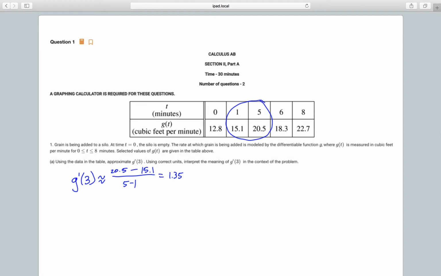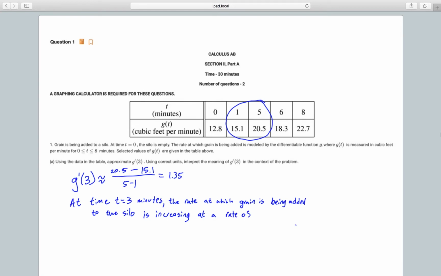Now we're asked to interpret this, so I'm just going to write out a quick sentence. At time t equals 3 minutes, the rate at which grain is being added to the silo is increasing since it's positive at a rate of 1.35 cubic feet per minute squared.